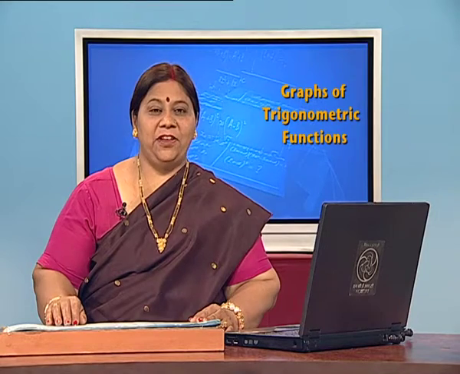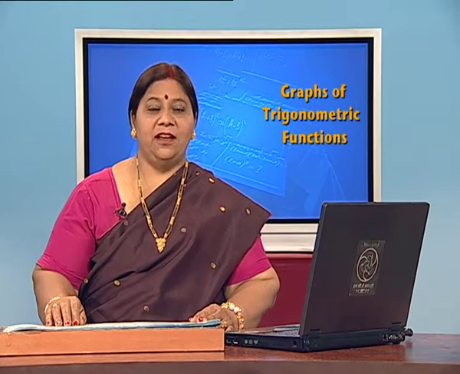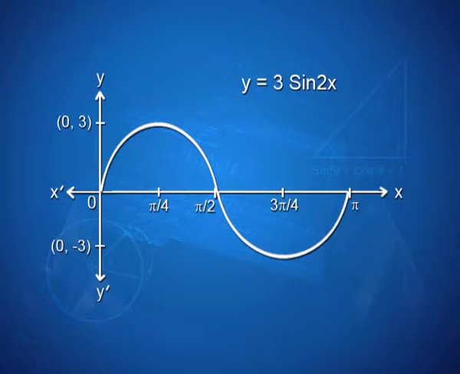So, students, let us pick up one more example to see how we can sketch the graph of the function y is equal to 3 sin 2 x. To obtain the graph of y is equal to 3 sin 2 x, we first draw the graph of function y is equal to sin x in the interval 0 to 2 pi, and then divide the x coordinates of the points where it crosses the x axis by 2.